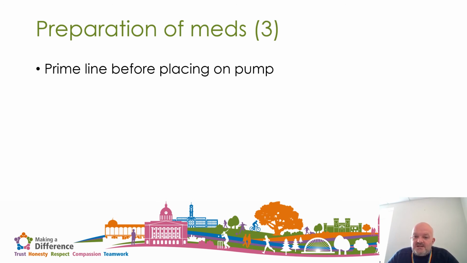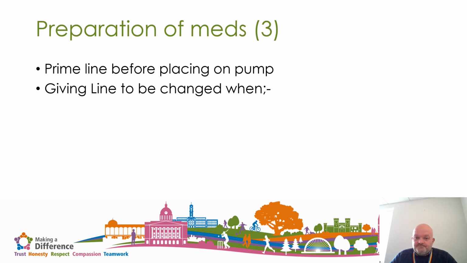So in this trust, we use a process where we prime the line before we put it onto the actual pump. So we prime the line from the contents of the syringe. We do not prime the line with separate normal saline or separate water, because obviously that then means that the patient's not getting any active drugs for a number of hours. So we always prime the line with the contents of the syringe, and this will reduce the syringe contents by about between 1.5 to 2 mls.